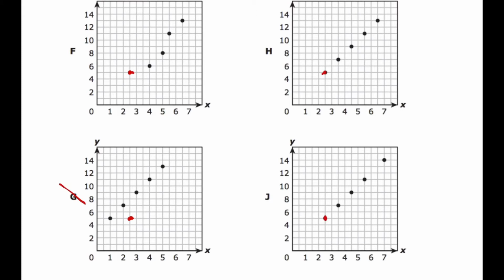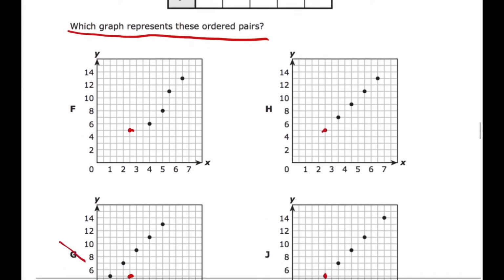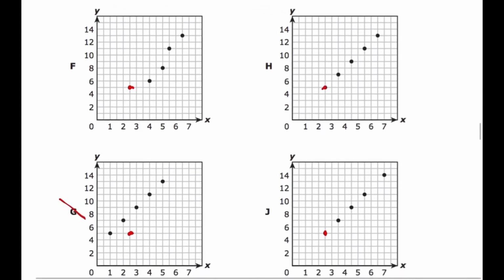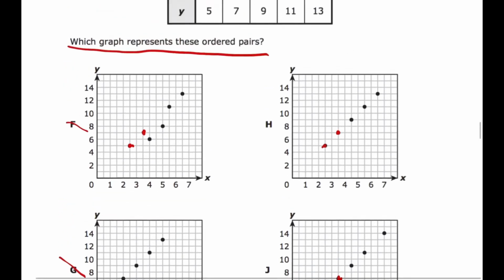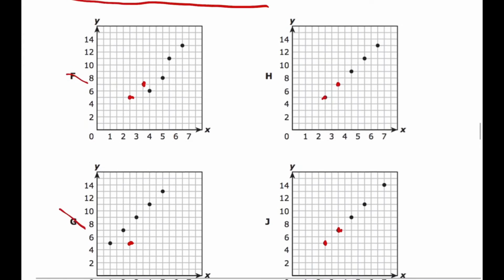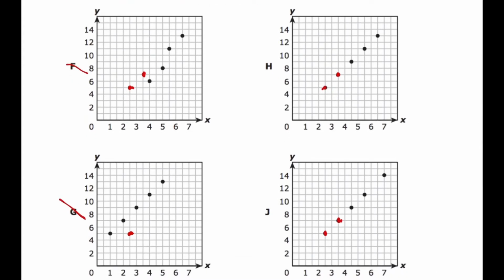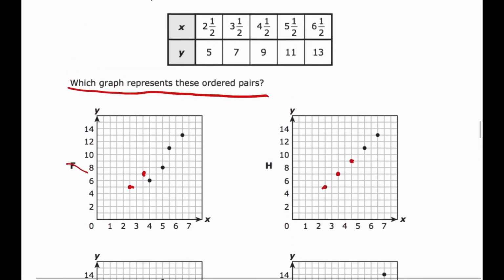2.5, 5. Okay, the next ordered pair, 3.5, 7. So I'm going to go to 3.5, go up to 7, and nope, that one is not there. 3.5, 7. That one is here. 3.5, 7. All right. Still got 2 more left. 4.5, 9. So I don't need to check the ones I've already eliminated. So I'm just going to check these other 2. And they're both there.